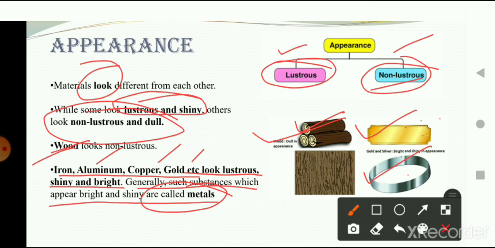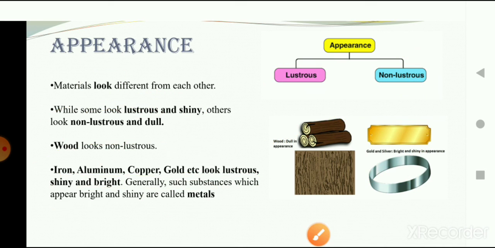So according to the appearance or the look of a material, we can classify them into two categories, that is lustrous and non-lustrous. Lustrous means those items which have shine to them, and non-lustrous means those objects or materials which don't have shine to them. I hope this section is clear to you, that is how we separate objects according to their appearance.